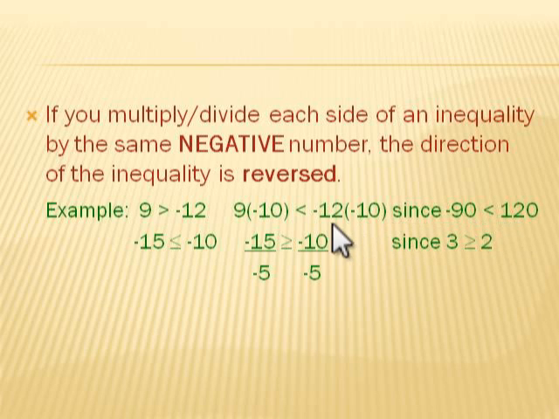So to keep this true, we had to reverse the inequality sign. So let's look at it with division. It is true, negative 15 is less than or equal to negative 10. If we divide by a negative number, dividing by a negative 5, we will have to reverse the statement for it to be true. The left side simplifies to positive 3. The right side simplifies to positive 2. And 3 is greater than or equal to 2.